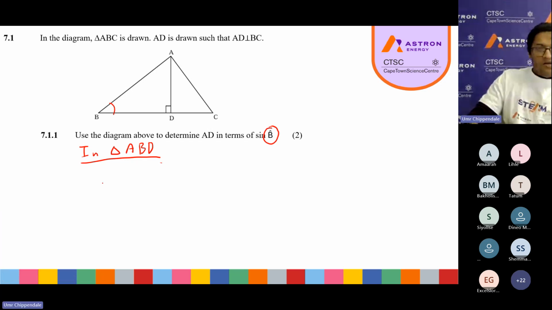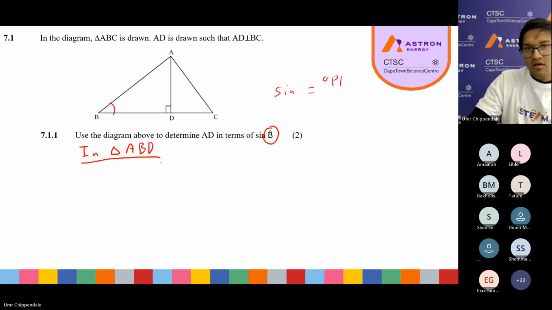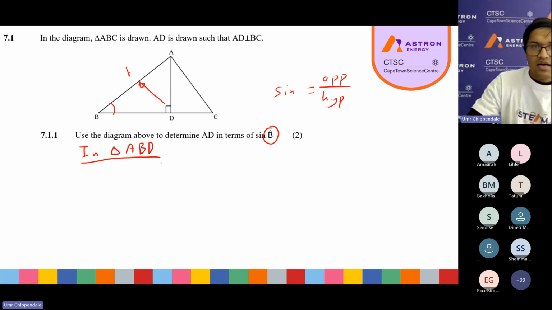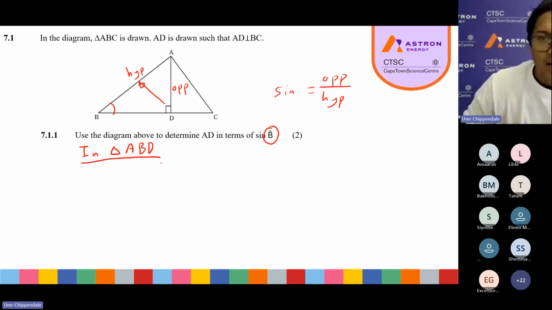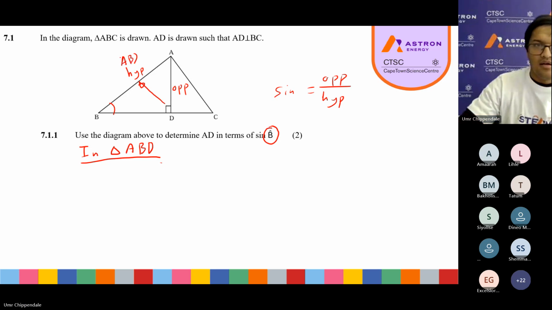Okay. So how are we going to deal with this? In terms of this angle, let's say it is sine of angle B. That means we're going to have to use sine is equal to opposite over hypotenuse, right? There's an H over there. So our hypotenuse is always opposite our 90 degrees. So this is our hypotenuse. Our opposite is here, opposite our angle. So what are all of these? Well, our hypotenuse is our line AB, and our opposite is going to be our line AD.